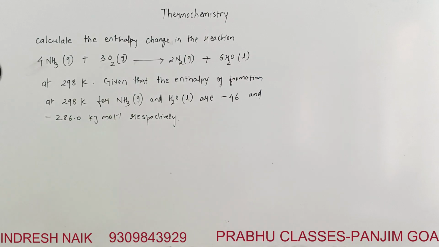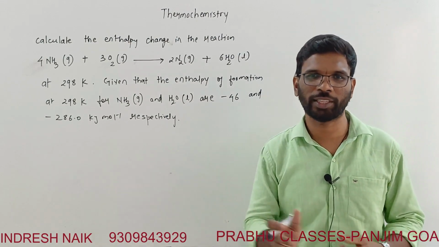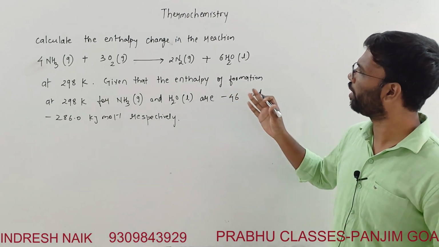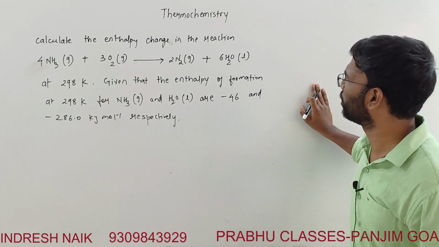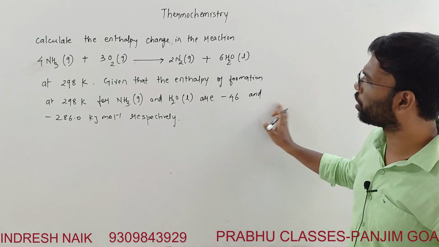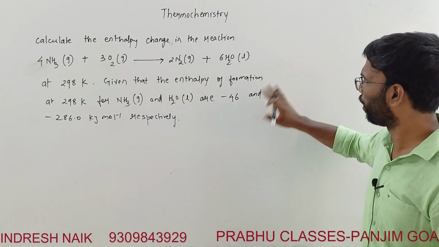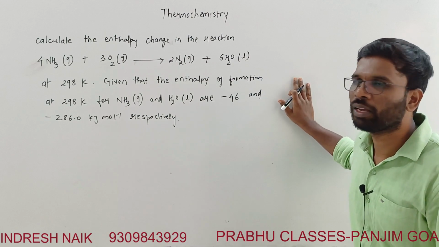So read the question. This example will give you a clearer idea about the enthalpy of formation and the enthalpy of reaction. The question is: calculate the enthalpy change in the reaction, meaning the enthalpy of the reaction is asked, and the reaction is given here at 298 Kelvin. Given that the enthalpy of formation at 298 Kelvin for ammonia and water are minus 46 and minus 286 kilojoules per mole respectively.